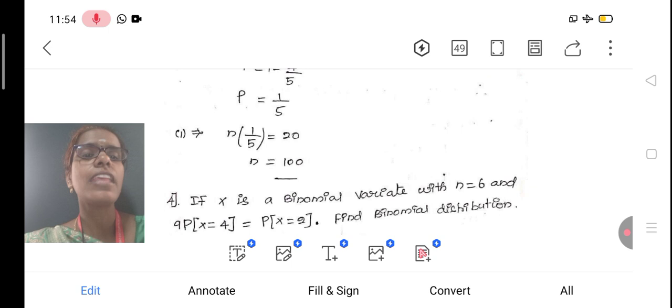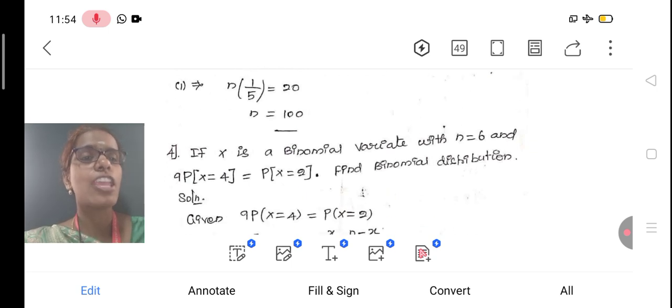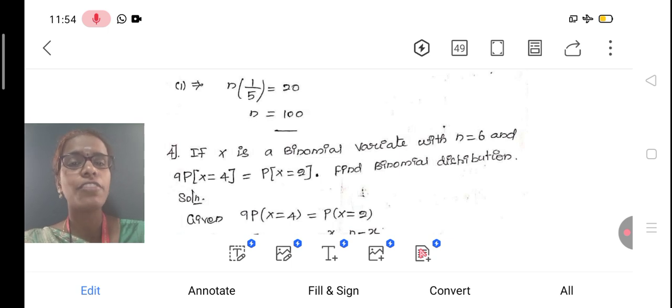The next is the fourth problem, where we have an equation with the n value. Then we need to write the binomial distribution. To write the binomial distribution, you should know the values of n, p, q. n is given in the problem, but we don't know p and q. So using this equation, we need to find the values of p and q.